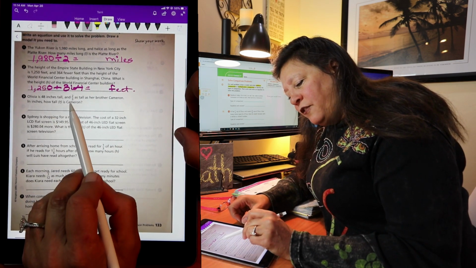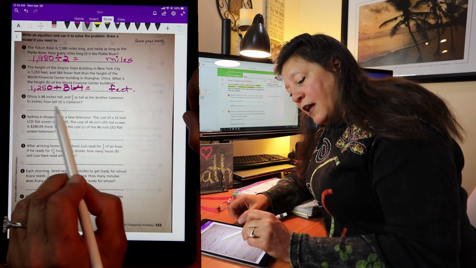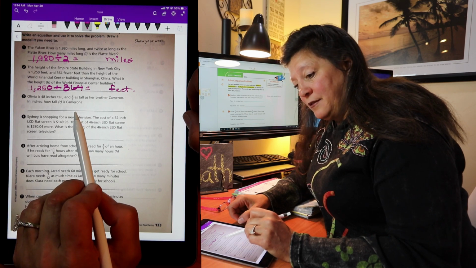Number 3. Olivia is 48 inches tall and 2/3 as tall as her brother. In inches, how tall is Cameron?